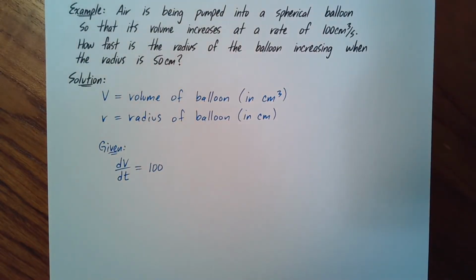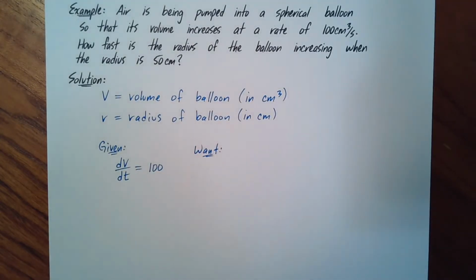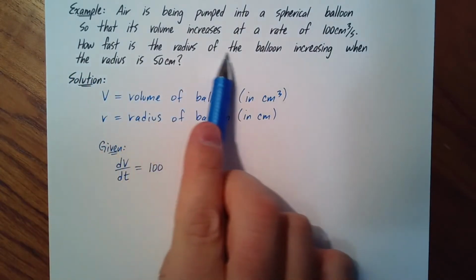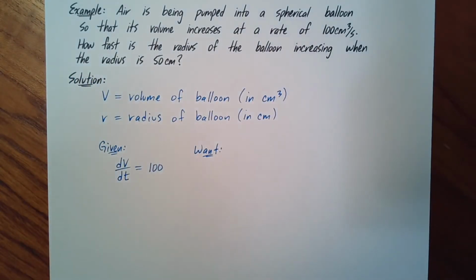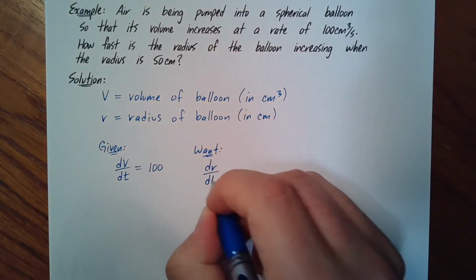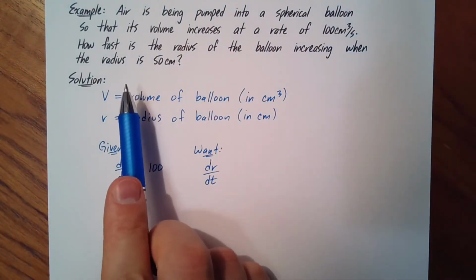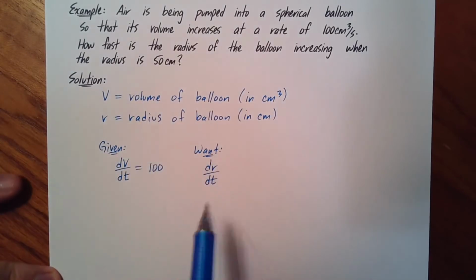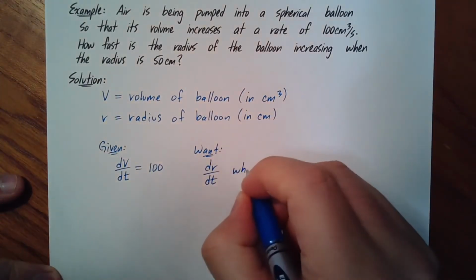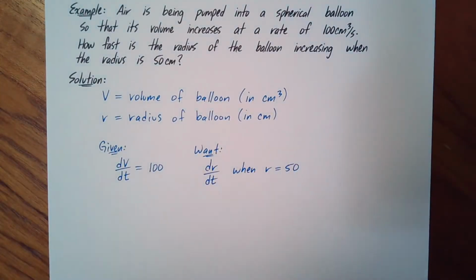What are we asked for in the question? So what do we want? Well, we're asked, how fast is the radius of the balloon increasing? So really we're asked, what is the value of the rate of change of r? Or in other words, what is the value of the derivative of r with respect to time? So what we want is dr/dt, but we want it at the particular moment in time when the radius is 50 centimeters. So really what we should say is we want dr/dt when r is equal to 50. That's really what we're being asked.